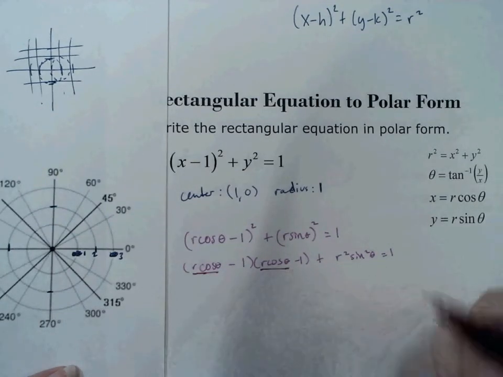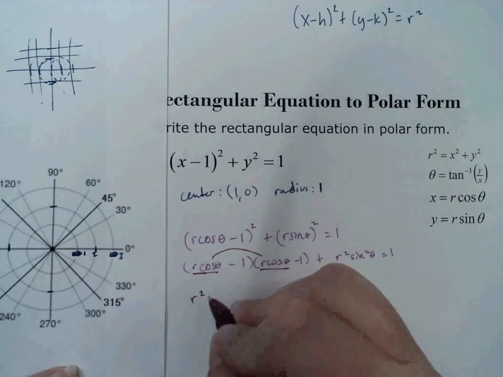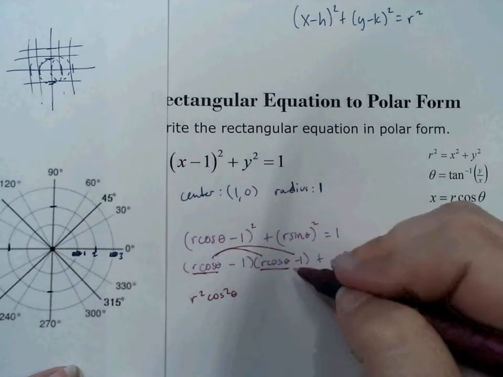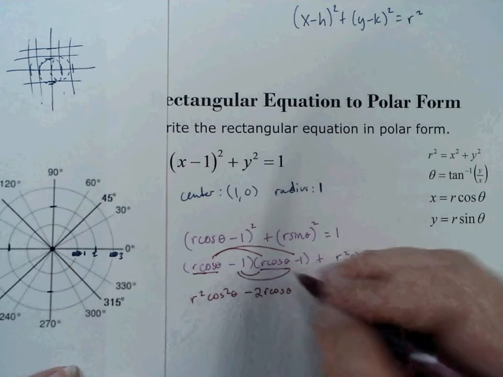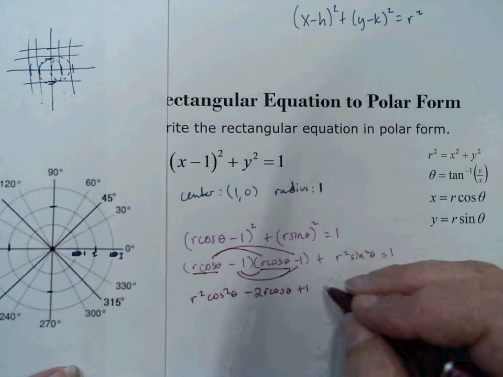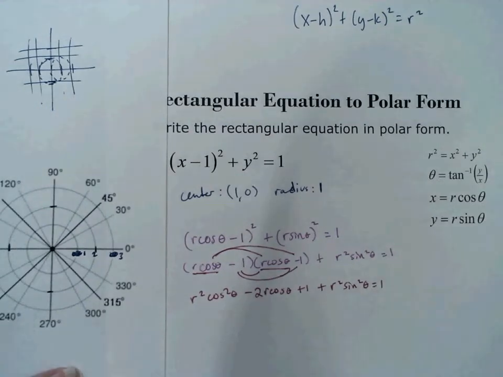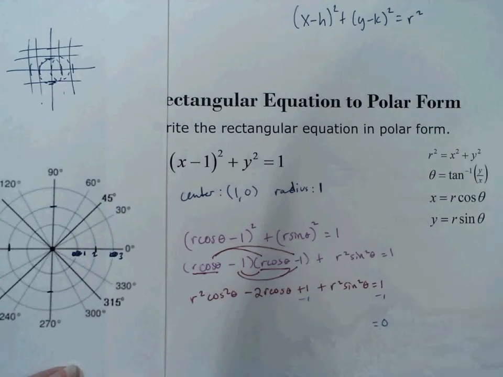r cosine theta is one term, and r cosine theta is one term. So when I multiply, I'm multiplying both of those. So r cosine times r cosine is r squared cosine squared theta. Minus r cosine minus r cosine, so that's minus 2r cosine theta. And then plus 1. Plus r squared sine squared equals 1. Okay? So something you might notice is that if you subtract 1 from both sides, you end up with 0 on the right hand side, so that's nice.